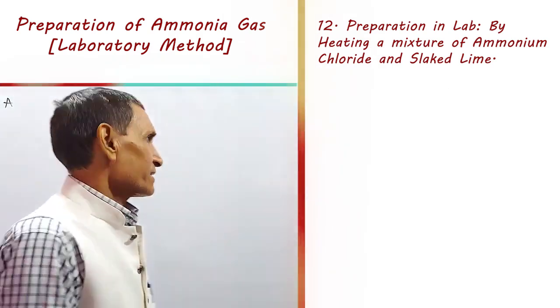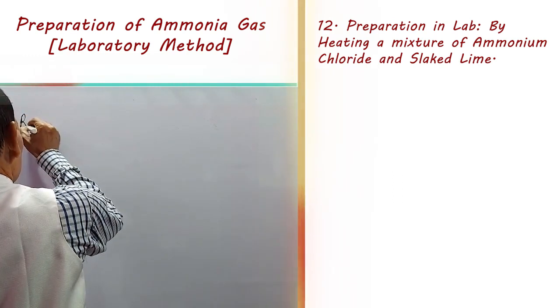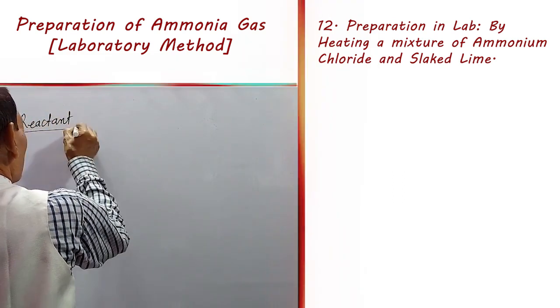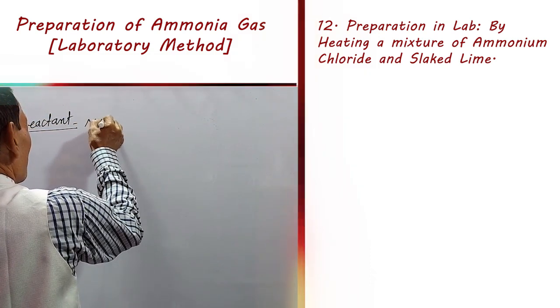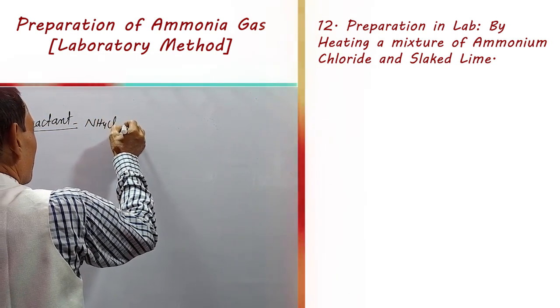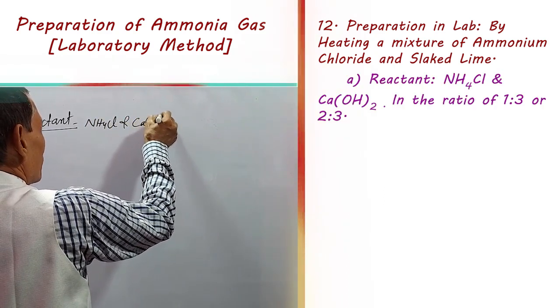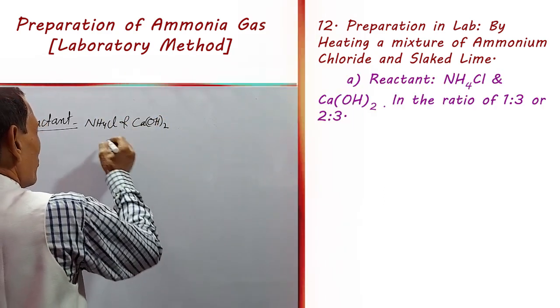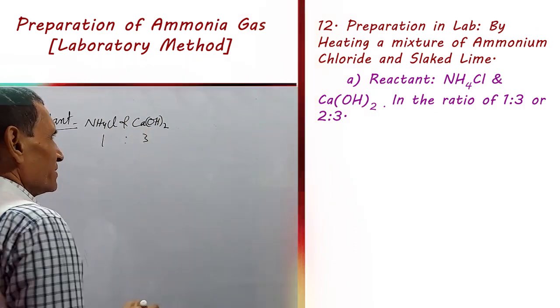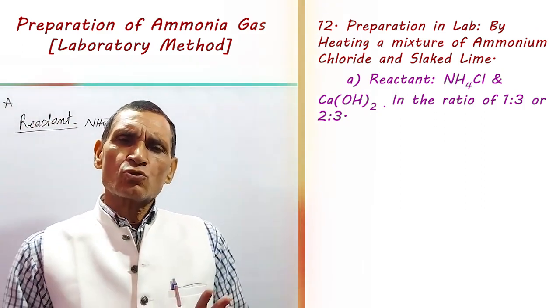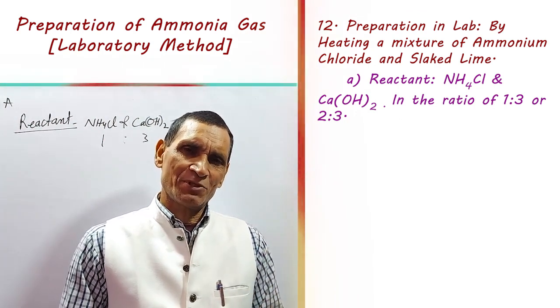First point, reactant. The reactants used are ammonium chloride and slaked lime, or calcium hydroxide, in the ratio of 1:3 or 2:3, but calcium hydroxide should be in excess, remember.